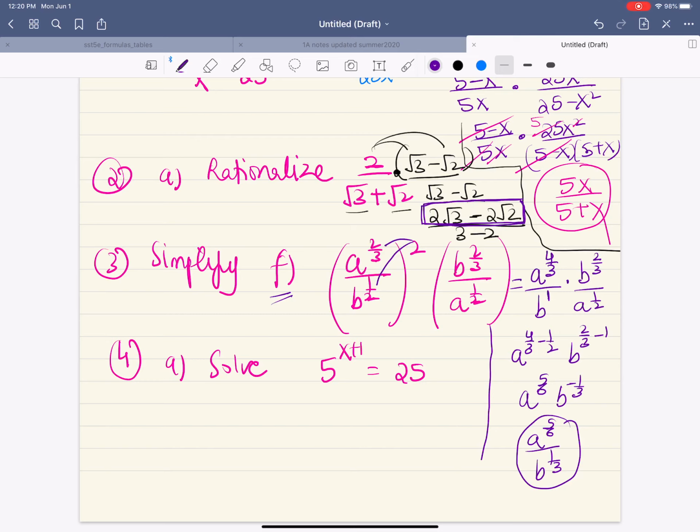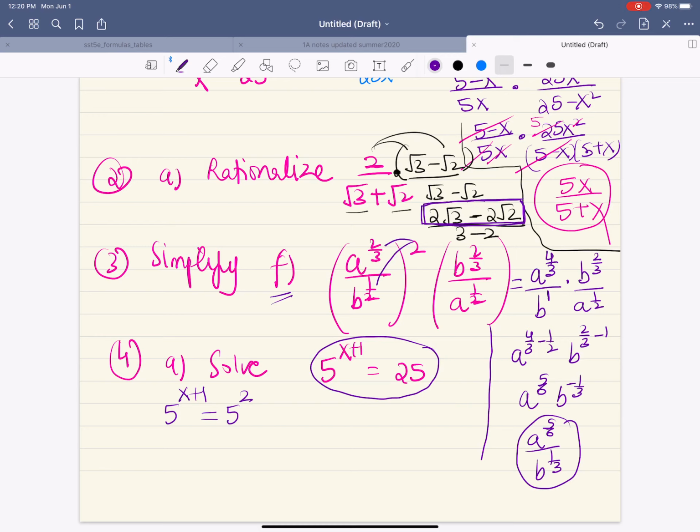Next problem I'm going to look at is number 4, part A. It says solve this equation. Okay, it's an exponential equation because the variable is in the exponent. And how can you solve an exponential equation? My first try is to go ahead and write both sides with the same base if possible. It's not always possible, but in this case it is possible, so I'm going to take advantage of it.